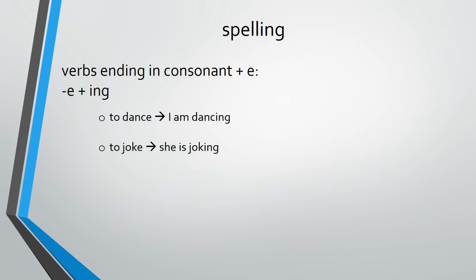Same goes for joking. It ends in a consonant plus e, so we leave the e out and we add ing. Same goes for close and move, moving without e. It's not hard, but you need to know this.